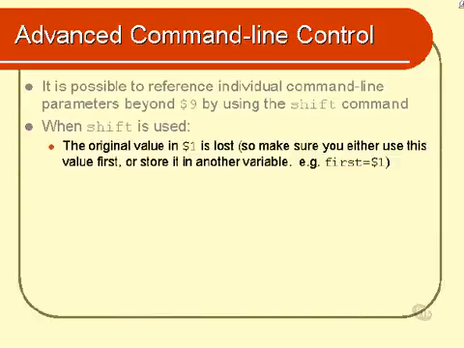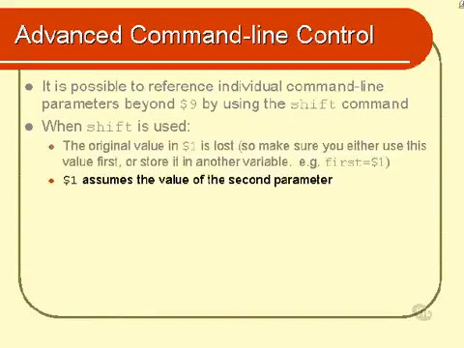Whatever value you happen to have in $1 is lost. It's just gone. So if you actually wanted to use that variable, you would probably want to copy it into another variable before you call the shift option. In other words, you might say something like first equals $1. That stores the value of $1 away in the variable called first.